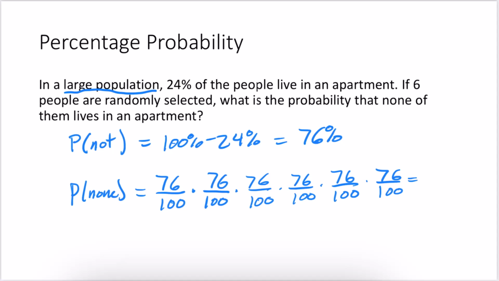One way you could calculate that more simply is by using an exponent. So if I do 76 to the 6th power, I get this really big number, and then I'm going to divide by 100 raised to the 6th power. And when I calculate that out, the decimal that I get is 0.19269, etc. And so it's about 19% likely that I'll select 6 people where none of them live in an apartment. So that's how you calculate none probability. I hope that helps, and if you have any questions, let me know.